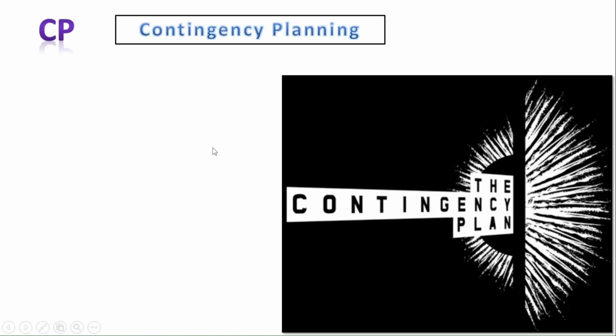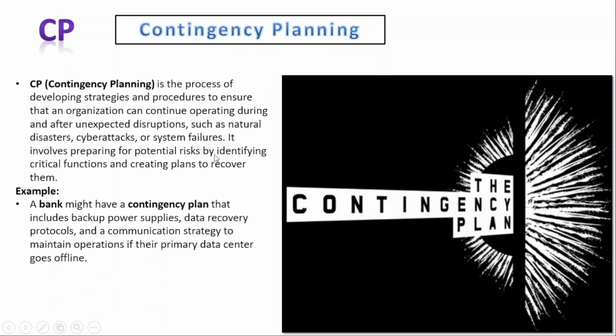CP, that is contingency planning. So CP, contingency planning, is the process of developing strategies and procedures to ensure that an organization can continue operating during and after unexpected disruptions, such as natural disasters, cyber attacks, or system failures. It involves preparing for potential risks by identifying critical functions and creating plans to recover them.